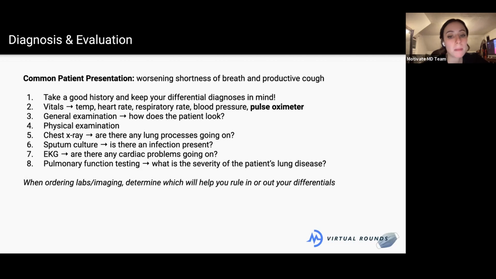General examination. So how does the patient look? This is another thing I feel like people skip over a lot: is the patient toxic or not toxic? Especially in the ED, if you're trying to triage people and figure out who needs to be seen first. Is this person sick, or is this person okay at this point? Are they stable or unstable?